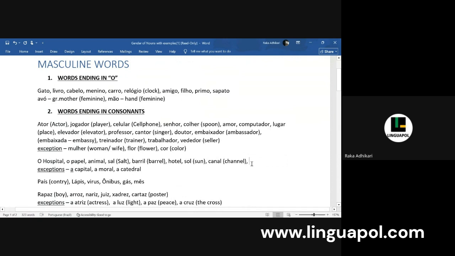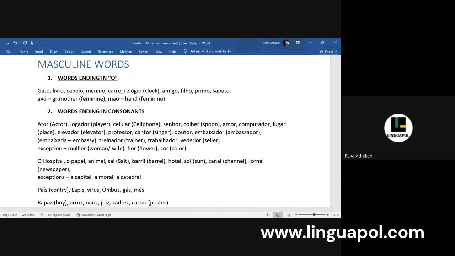So let's say jornal, a very common word. Does anyone know the meaning of jornal? Journal. Yeah, it's not exactly a journal, it's newspaper. The newspaper is called jornal in Portuguese. So like this, all the words ending in L are actually masculine.